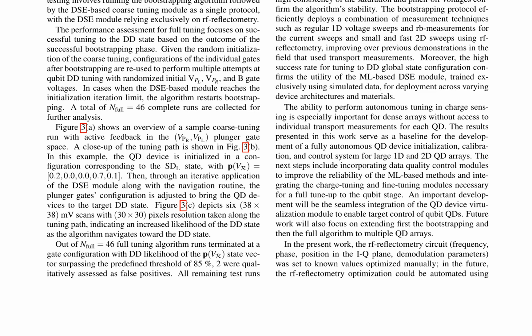This achievement serves as a foundation for the development of a fully autonomous QD device initialization, calibration, and control system for large QD arrays. Future research directions include integrating data quality control modules, extending the algorithm to multiple QD arrays, and automating RF reflectometry optimization. These advancements aim to enhance the efficiency and reliability of quantum computing systems, paving the way for scalable quantum technologies.